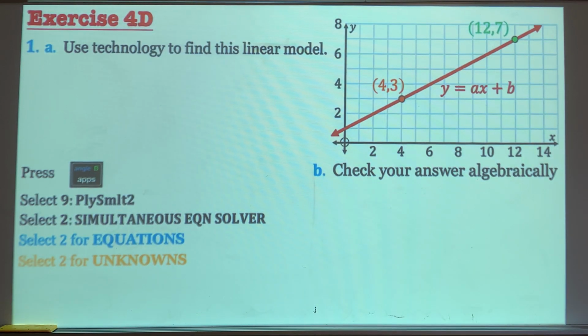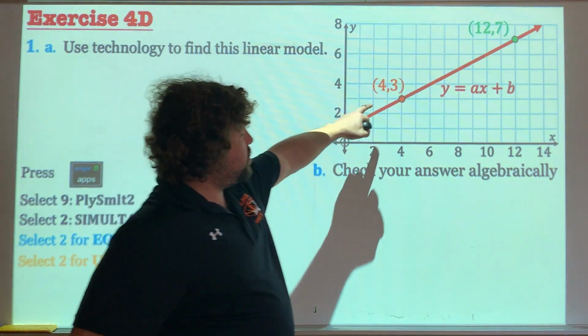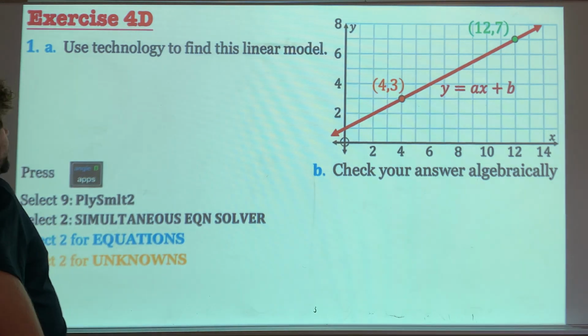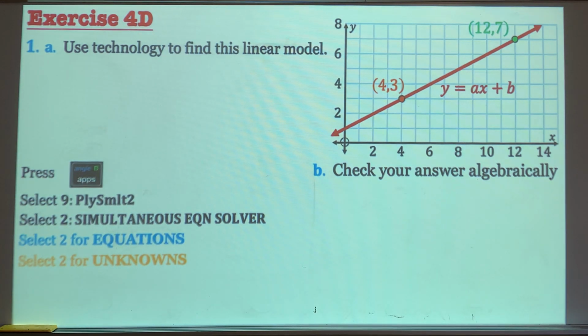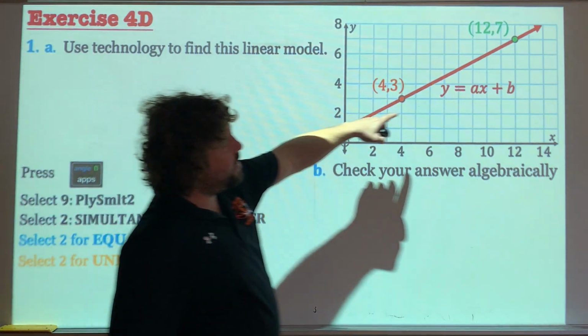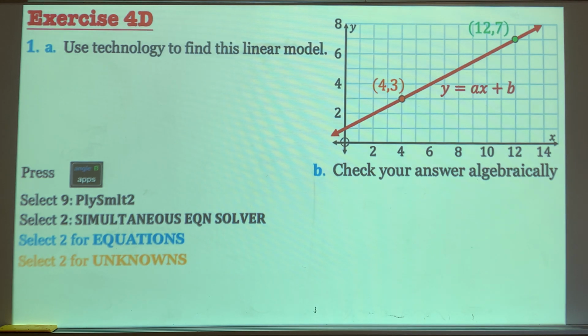Exercise 4D. Use technology now. You're on your own. Now, in this case, it's a little bit different. There are only 2 points. So first thing you have to do, step 1, you have to find your 2 equations. Now, this is your equation: y equals ax plus b. So you're going to plug in your 2 points into that equation to create new equations.